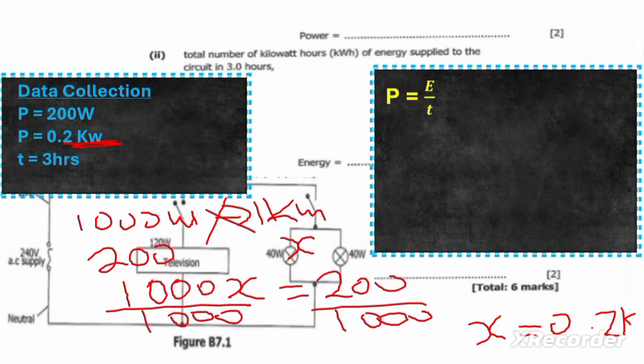Now let us plug in these values. Where there is power, we are going to write 0.2. Where there is energy is what we are looking for. Where there is time, we have written 3. We do a cross multiplication, we are going to get 0.6 kilowatt hour. So we have successfully managed to find the energy.